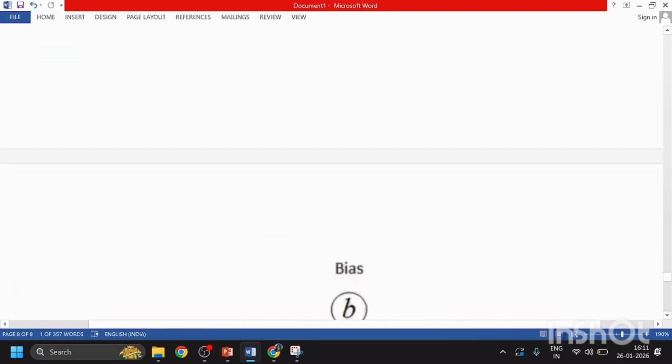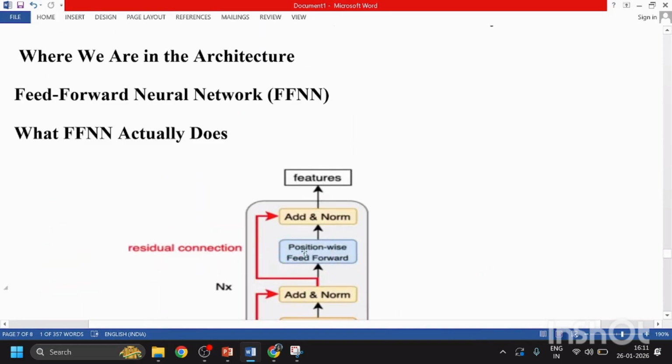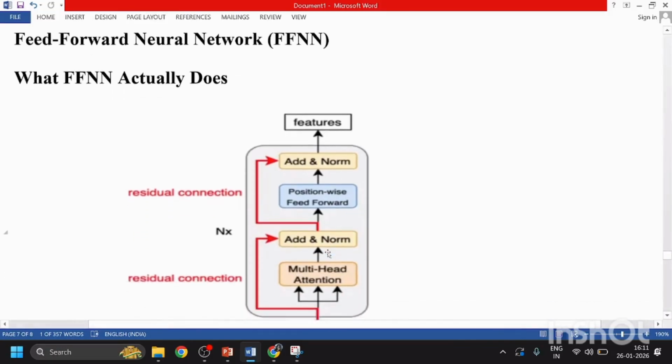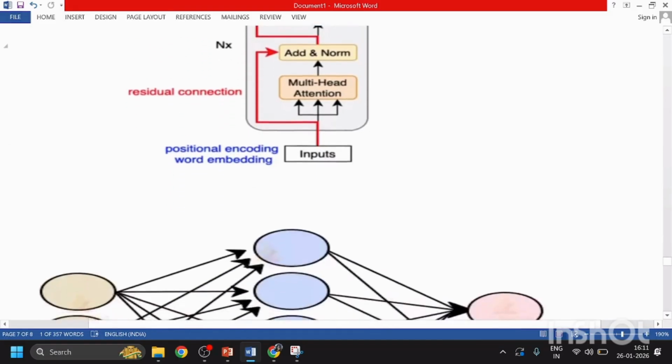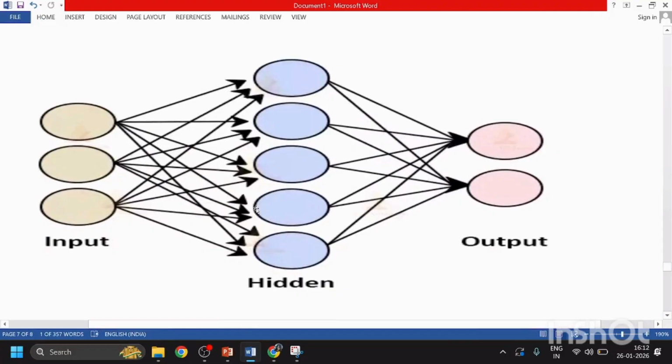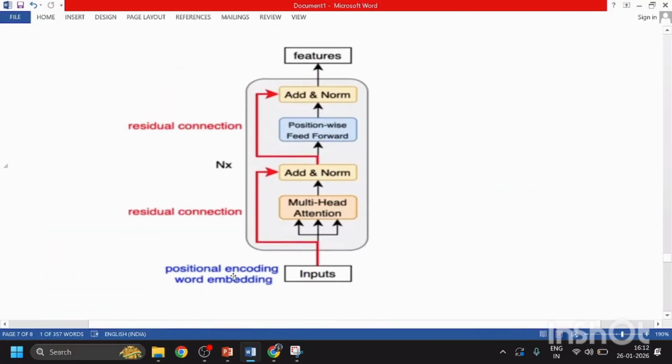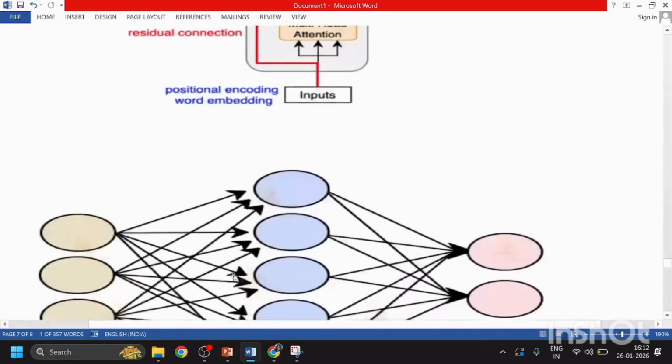Here you can see that to the feed forward neural network we add position, so we need positional encoding. The transformer reads all the words at the same time, so it has no natural sense of order. Without positional encoding, word order would be lost.